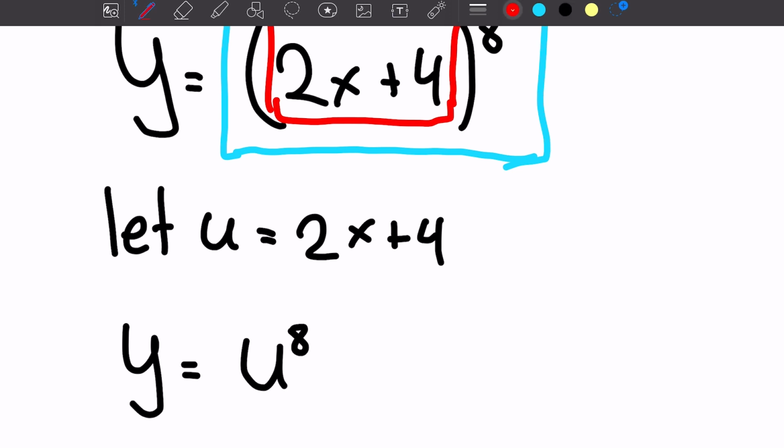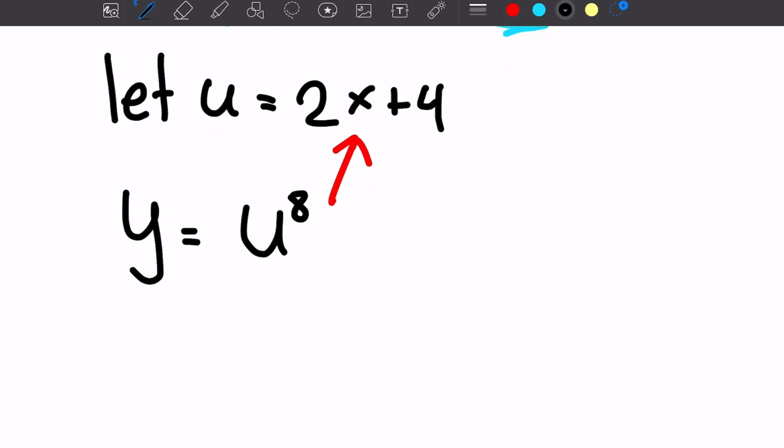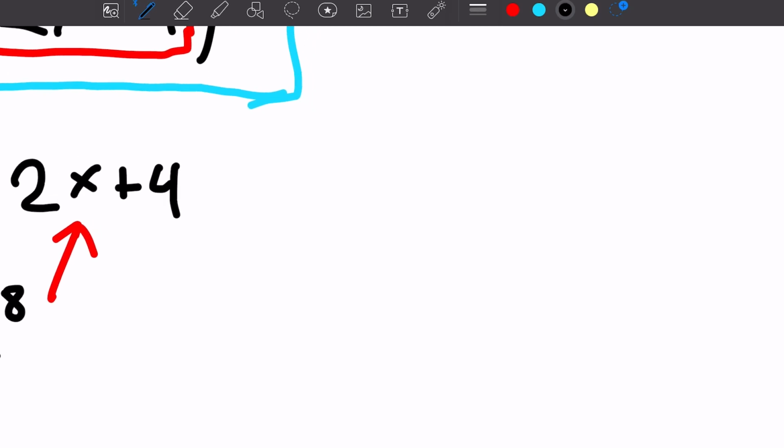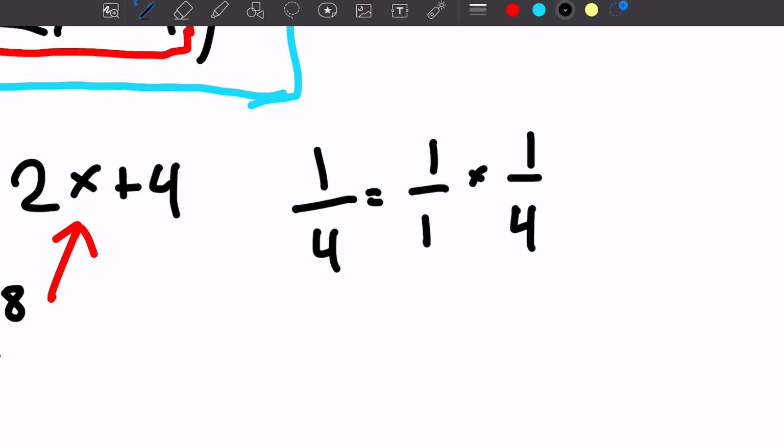Now, how would we then differentiate this? So remember, we need to find the derivative of the outside and multiply by the derivative of the inside. But before that, what you need to know is, let's say I had, for example, 1 over 4, and in order to get this, I could also have 1 over 1 times 1 over 4. This is the same thing, right?